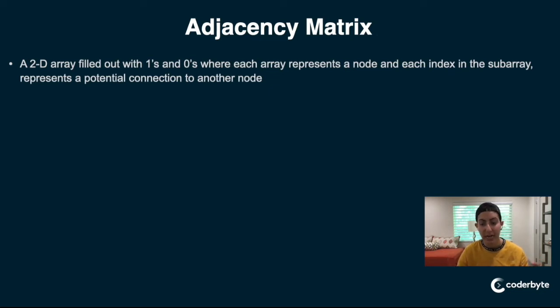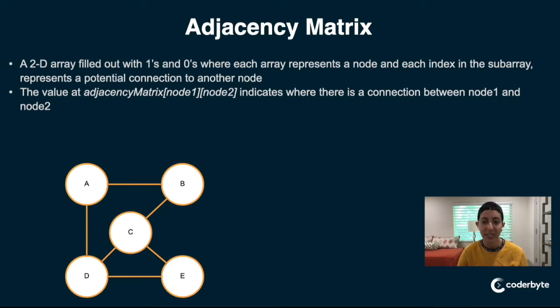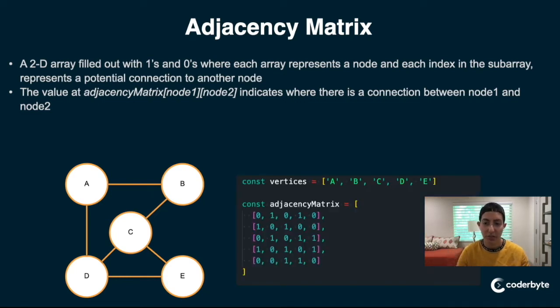And each array has an array length of however many vertices there are. So you'll see this in a second. Here's our graph again. It's the same graph from the implementation earlier. But the adjacency matrix again has this two-dimensional structure. It has subarrays equaling the amount of vertices. So you'll see in our adjacency matrix here, we have 5 subarrays nested in the original holding array.